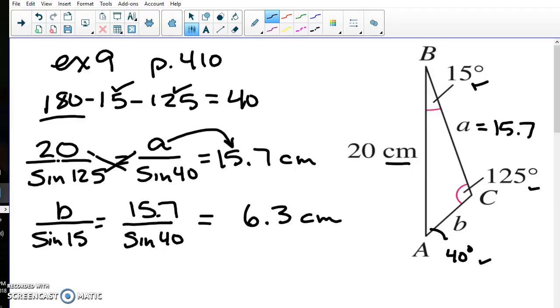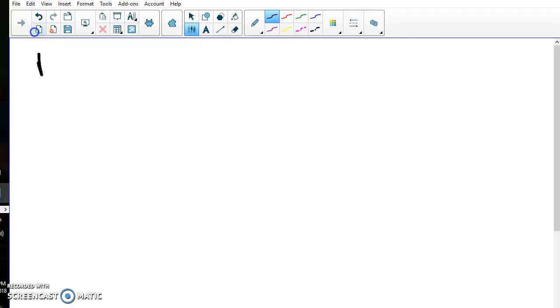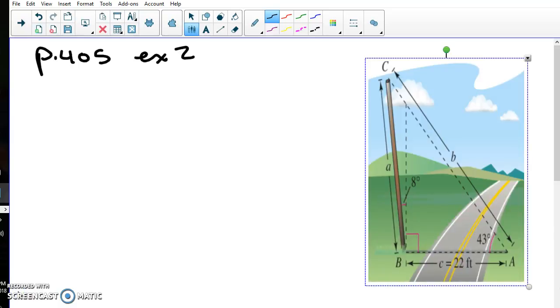Let's move right on to example 2. On page 405, example 2. It says a pole tilts toward the sun at 8 degrees from the vertical, and it casts a 22-foot shadow. The angle of elevation from the tip of the shadow to the tip of the pole is 43 degrees. And of course it wants to find out the side A. We've got side A missing. We want to figure out how tall that pole is.